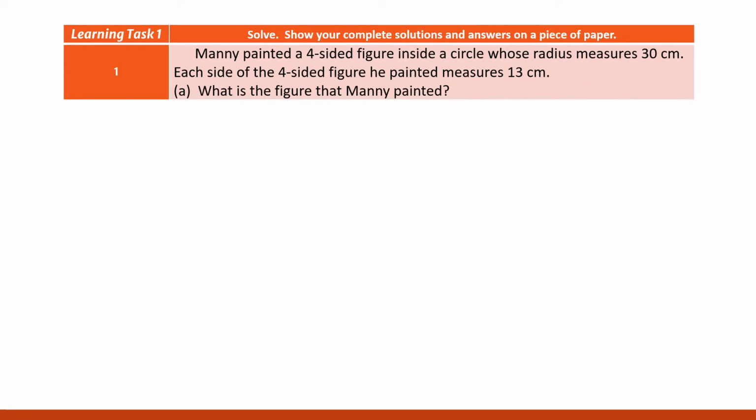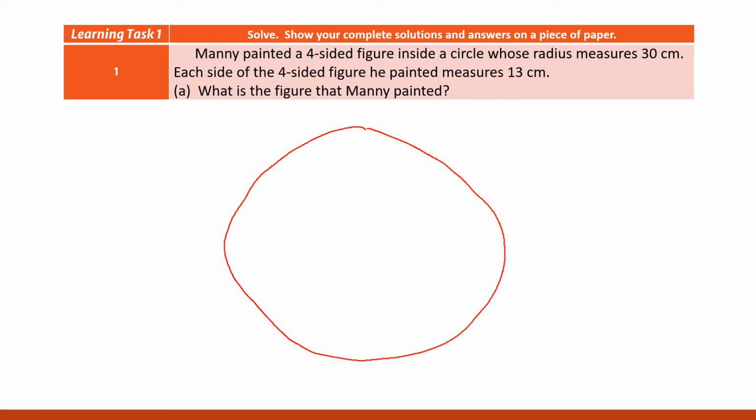Well, in this problem, meron tayong involved na circle. So, lagay natin, drawing tayo. Kunwari, ito yung circle. Okay? Now, ang sabi dito sa problem, ang radius daw nito ay measures 30 centimeters. So from the center of this circle, meron tayong radius na ilan? So ang radius daw natin ay 30 centimeters. Okay. Inside this circle, merong four-sided figure na kung saan each measures 13 centimeters.